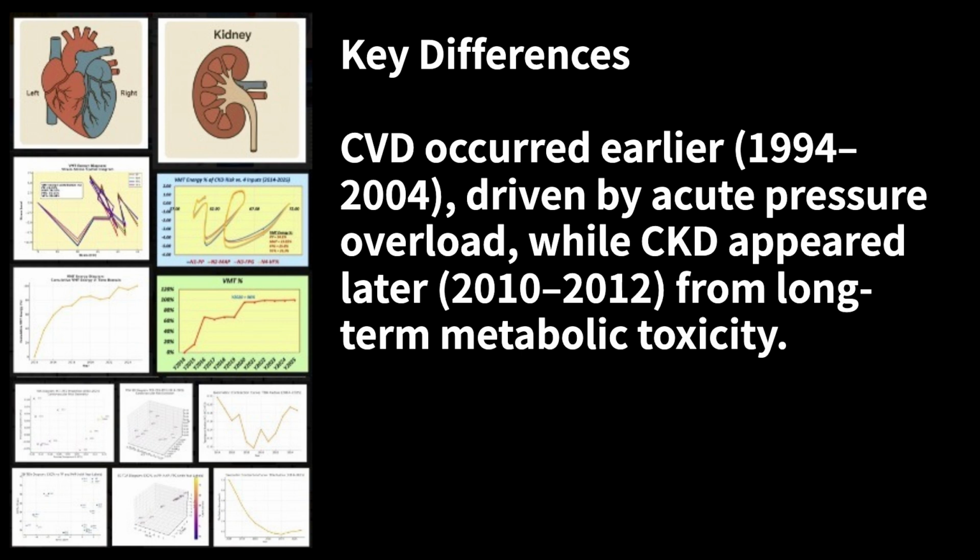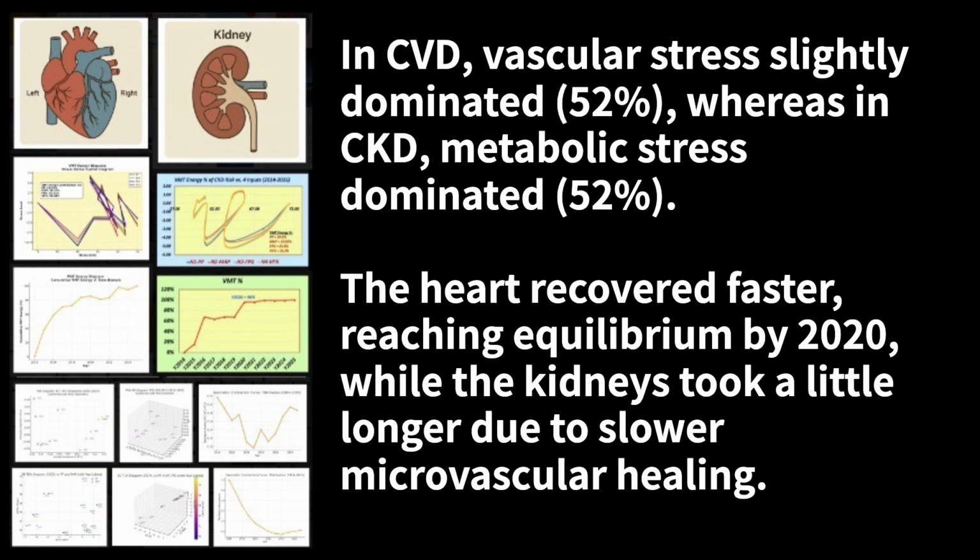Key differences. CVD occurred earlier, from 1994 to 2004, driven by acute pressure overload, while CKD appeared later, from 2010 to 2012, from long-term metabolic toxicity. In CVD, vascular stress slightly dominated, 52%, whereas in CKD, metabolic stress dominated, 52%. The heart recovered faster, reaching equilibrium by 2020, while the kidneys took a little longer due to slower microvascular healing.